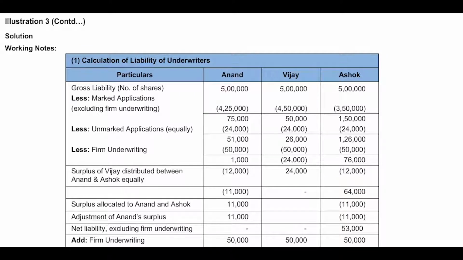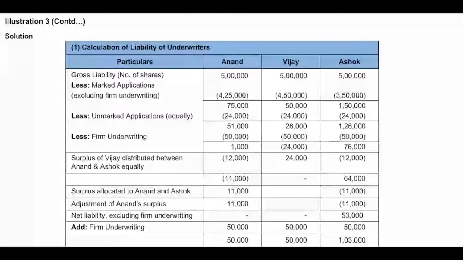Now the benefit of 11,000 shares in case of Anand will be given to the last underwriter, which is Ashok. So 11,000 shares will be given to Ashok. Now the remaining 53,000 shares need to be subscribed by Ashok. So the final liability of Anand, Vijay and Ashok will be 50,000, which is the firm underwriting liability of Anand, 50,000 in case of Vijay, and the liability of Ashok will be 53,000 plus the 50,000 of firm underwriting, so 1,03,000. This is the final liability of Anand, Vijay and Ashok.